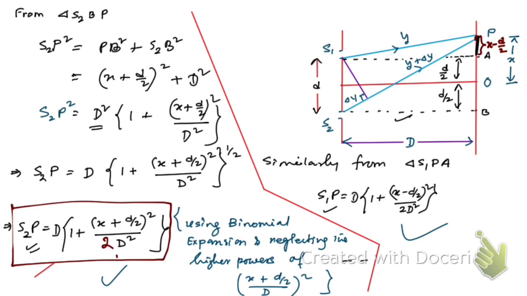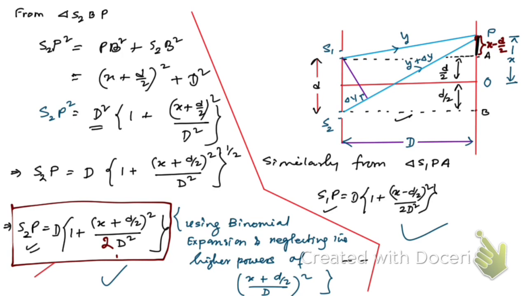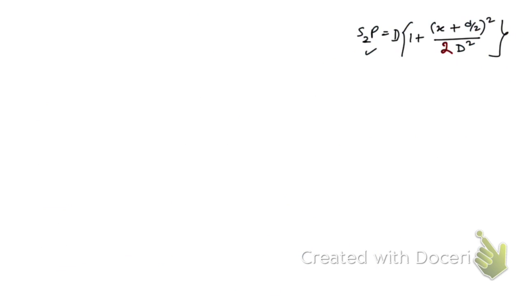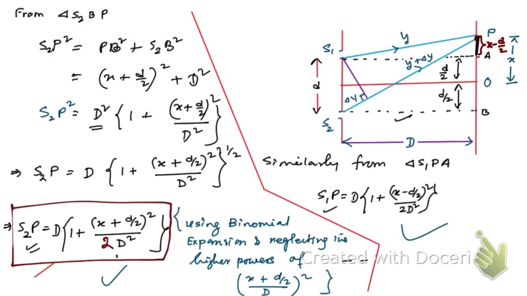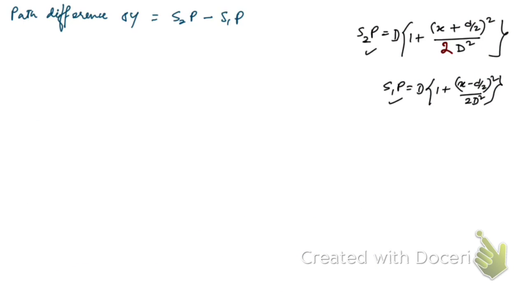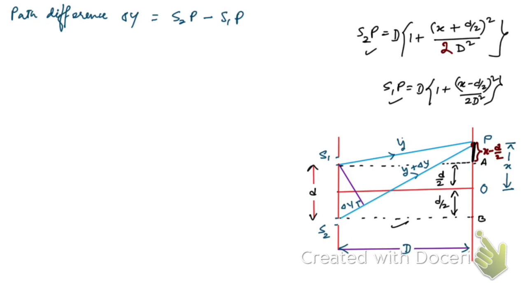Okay, this is S2P, so here it is S2P. Now S1P, this is S1P. Okay, this is S1P. So now the path difference del y is equal to S2P minus S1P. Let me draw the diagram as well. Just give me a second. Okay, so here is the diagram. You see, this is the diagram. Okay, so now let me replace this S2P by this result.